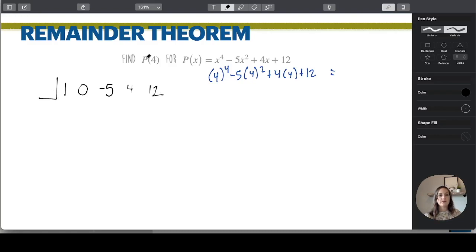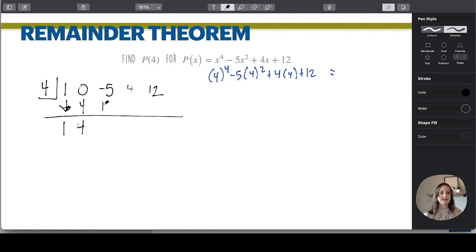If you're looking for P of 4, this is where you don't take the opposite sign. If I was wanting to know if x minus 4 was a factor, then you would do the opposite sign. But here I want to know P of 4. So I'm actually going to put 4 in to the shelf. So bring down the 1. 4 times 1 is 4. 0 plus 4 is 4.